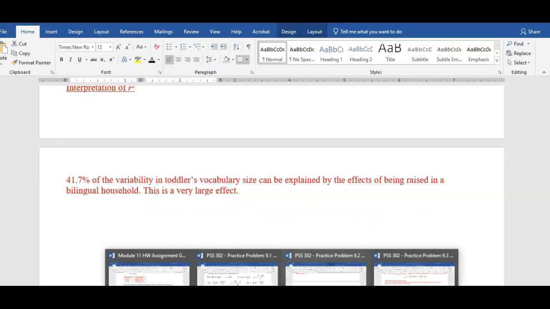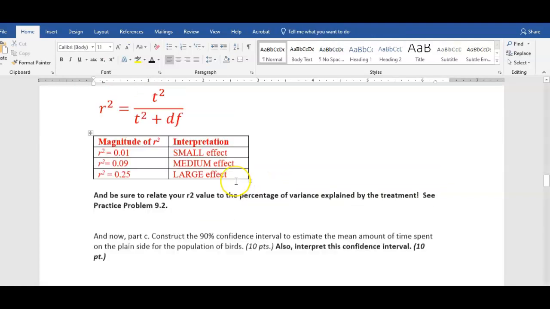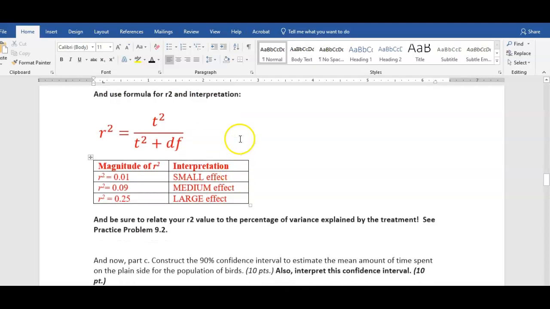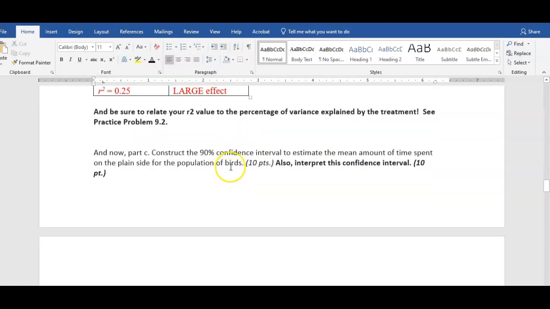Okay, so let's go back. We have one more part to the homework. We've done Cohen's d, we've done R squared. Now we have to do the confidence interval. This particular problem is asking us for the 90% confidence interval. Typically, we do use like a 95 or 99% confidence interval, but I'll show you how to do 90% just in case it shows up, and then talk about how to interpret that.